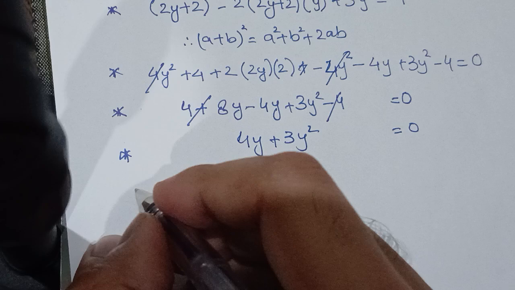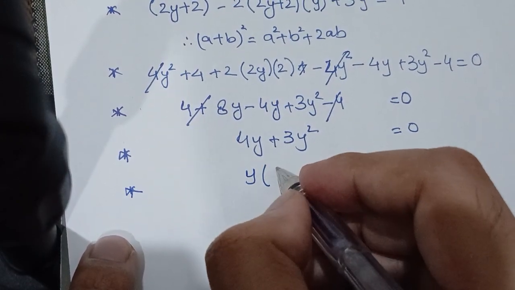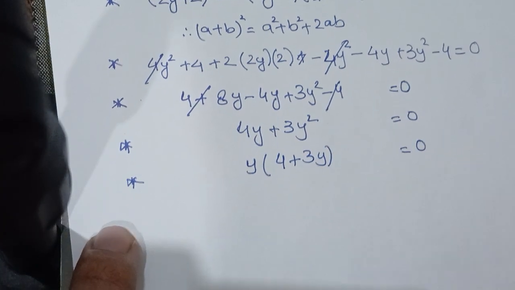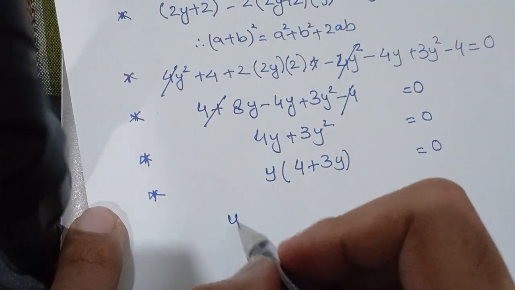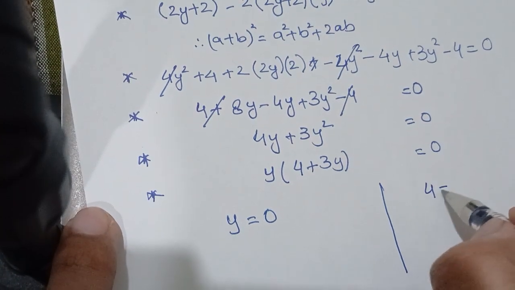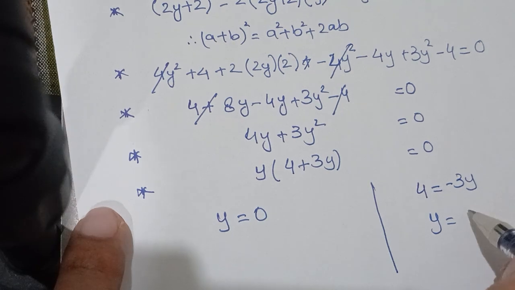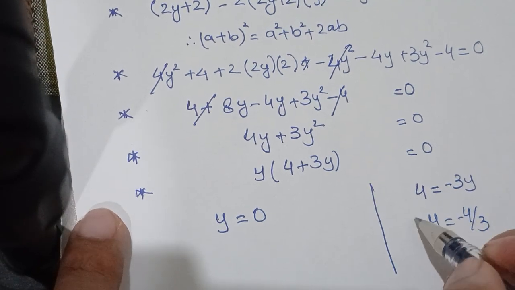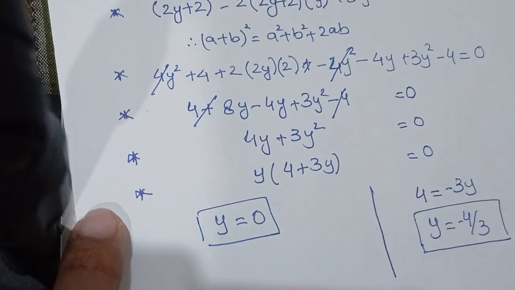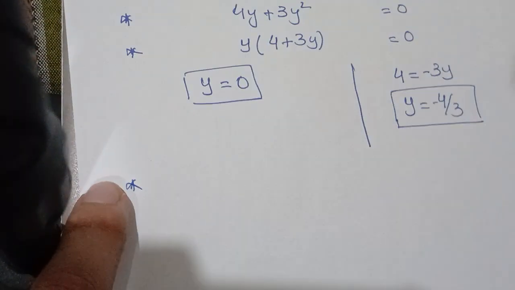We will take y as common. So this will become y(4 plus 3y) is equal to 0. So there are two values: y is equal to 0, and 4 is equal to minus 3y, or y is equal to minus 4 over 3. So we have the values of y, and we can put them in equation number 1.